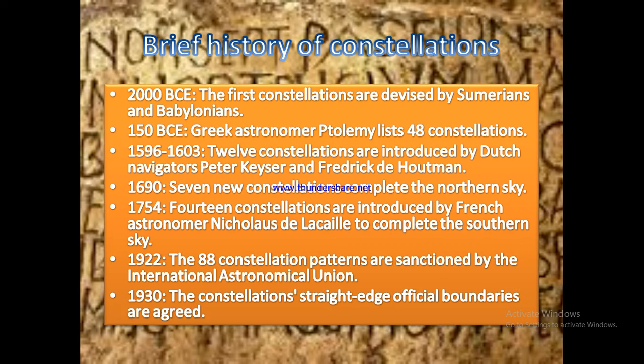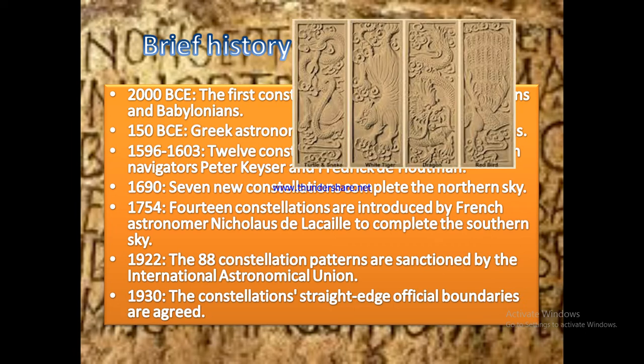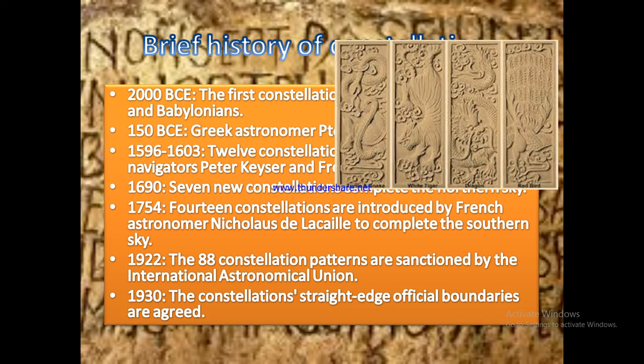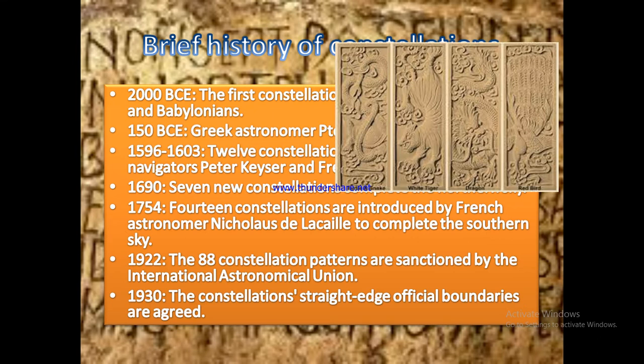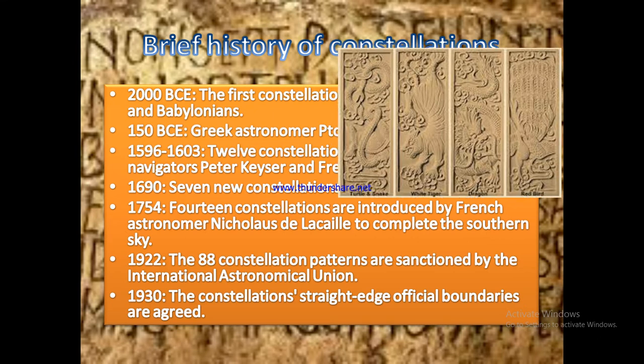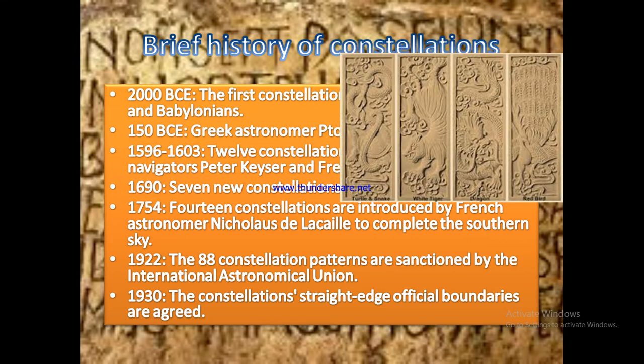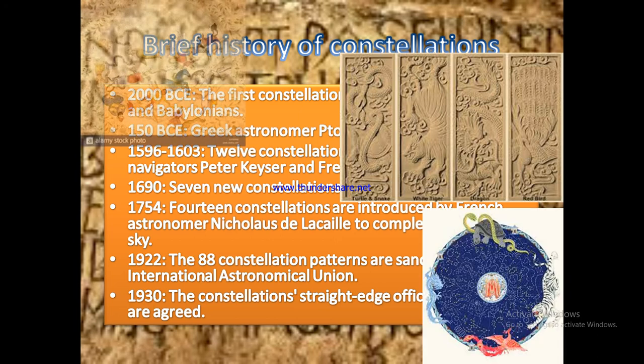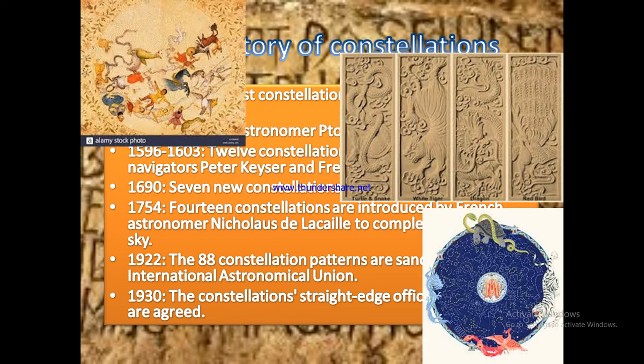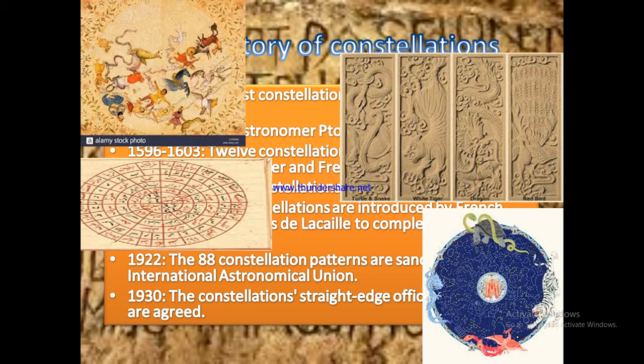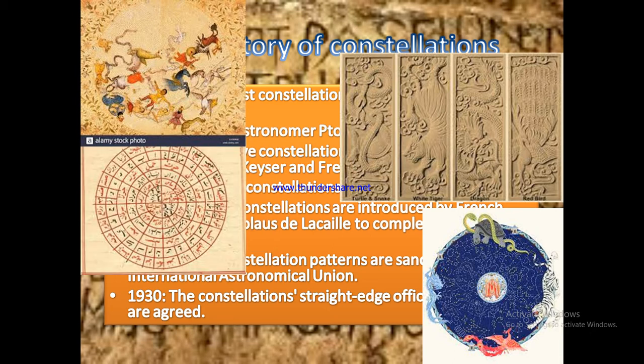In 1930, the constellations' boundaries are agreed. These are some of the Chinese constellations. And those are Islamic constellations.